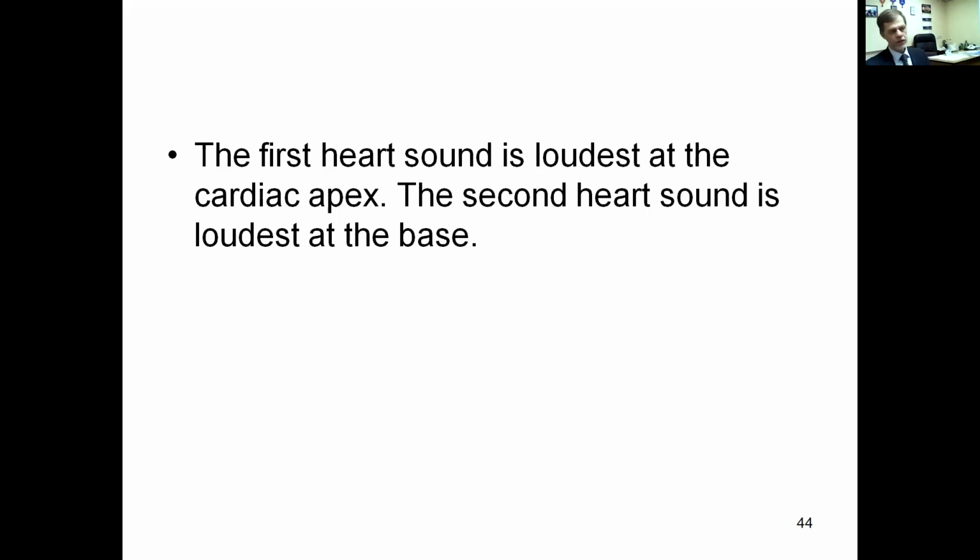And again, let's remember heart sounds. I told you already. The first heart sound is the closure of the mitral valve and tricuspid valve. The second heart sound is the closure of the semilunar valves, pulmonic and aortic.